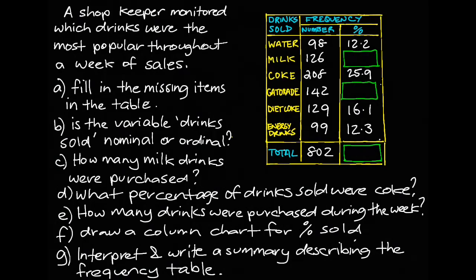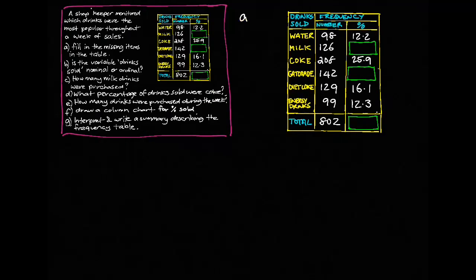E. How many drinks were purchased during the week? F. Draw a column chart for percent sold. And G. Interpret and write a summary describing the frequency table. Now, sorry I've given you so many questions here, but I just want to cover a few different things they might ask. Okay, so A is filling in the missing items.